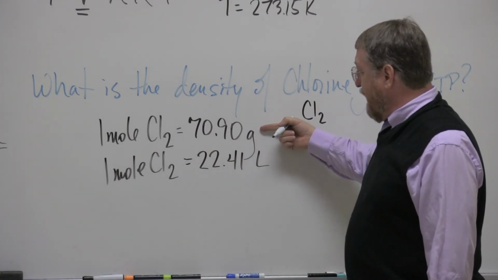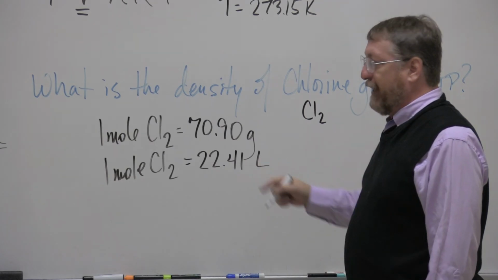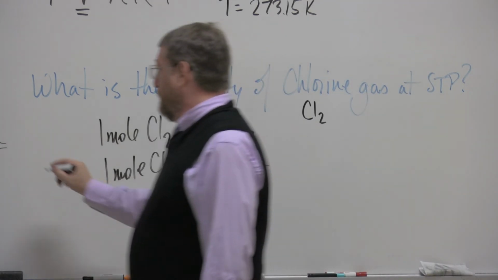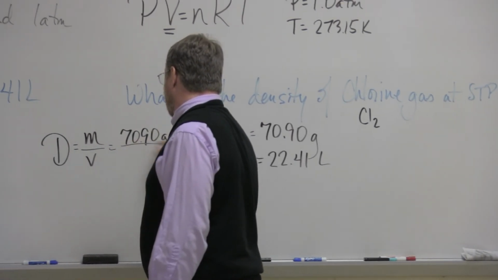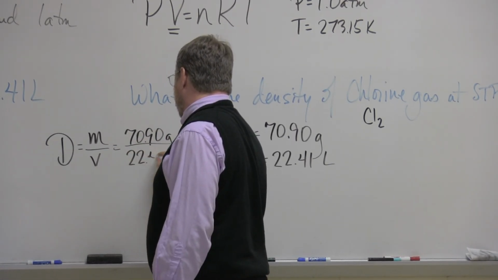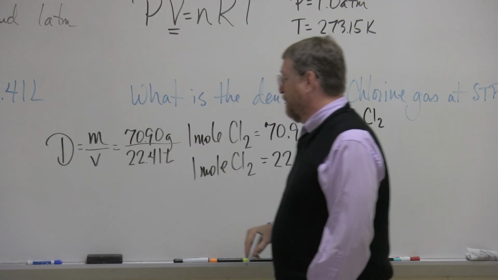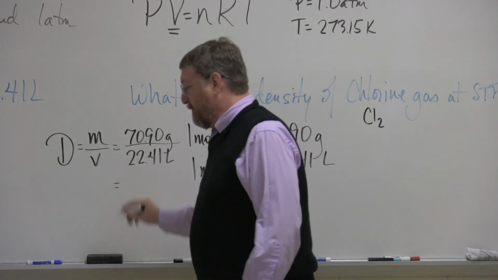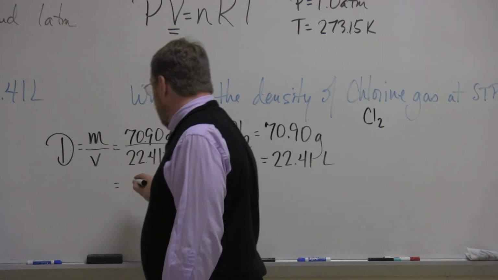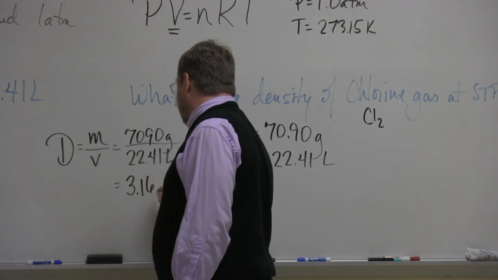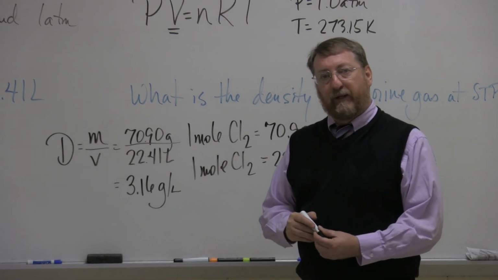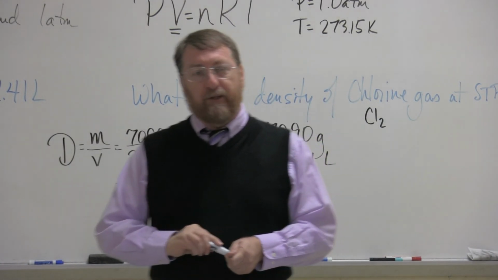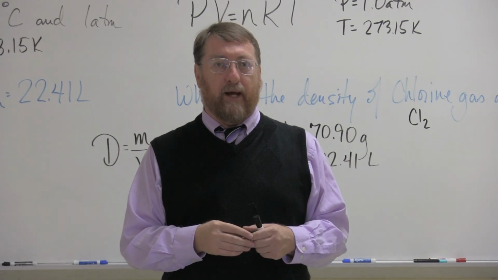Well, 1 mole of chlorine at STP, by definition, takes up a volume of 22.41 liters. So now I have my mass, I have my volume, and I can calculate my density. Density is going to be 70.90 grams divided by 22.41 liters. Plug that into the calculator, and I will get a density of 3.16 grams per liter.